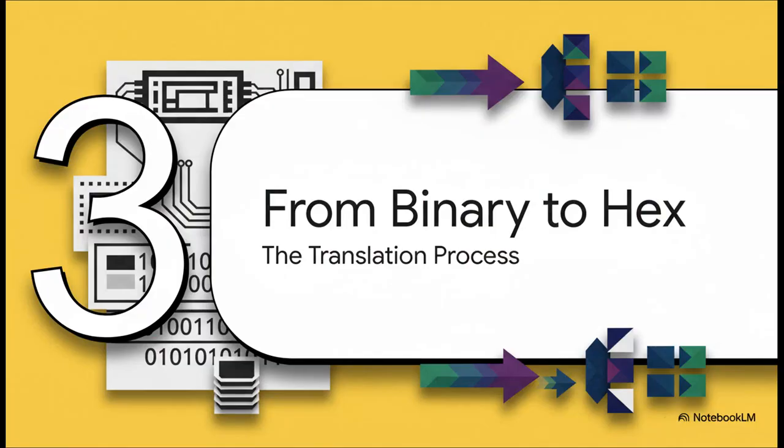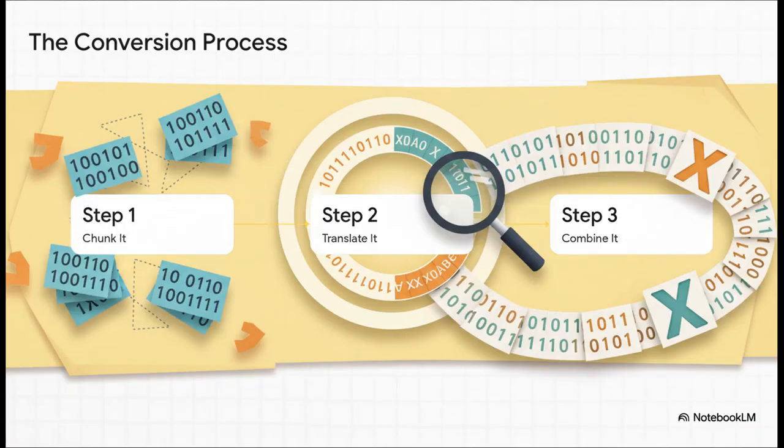All right, so the theory is great. We know why hex is the standard. Now, let's get our hands dirty and actually learn how to translate between the computer's binary language and this awesome hex system. The whole conversion process is really just a simple 3-step dance. First, we chunk the binary into small groups. Second, we translate each of those chunks.